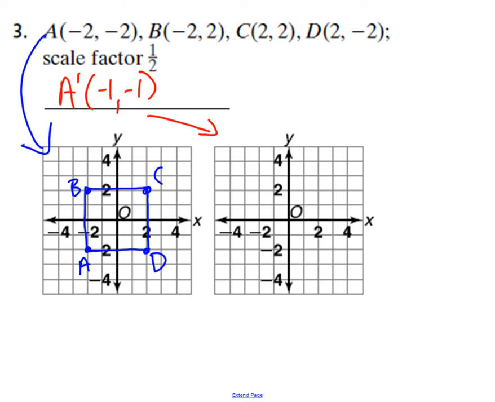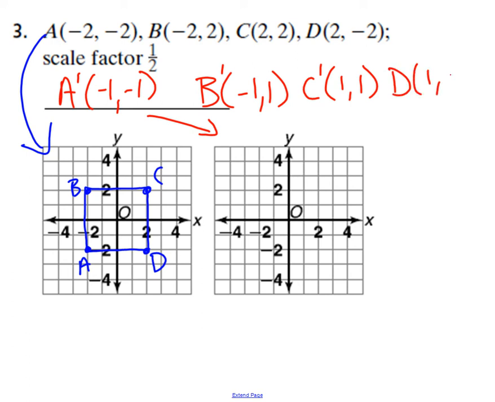So our original shape is indeed a square. What are our new points going to be? B prime would be what? -1, 1. C prime? 1, 1. Okay, so it'd be the same thing, only smaller.